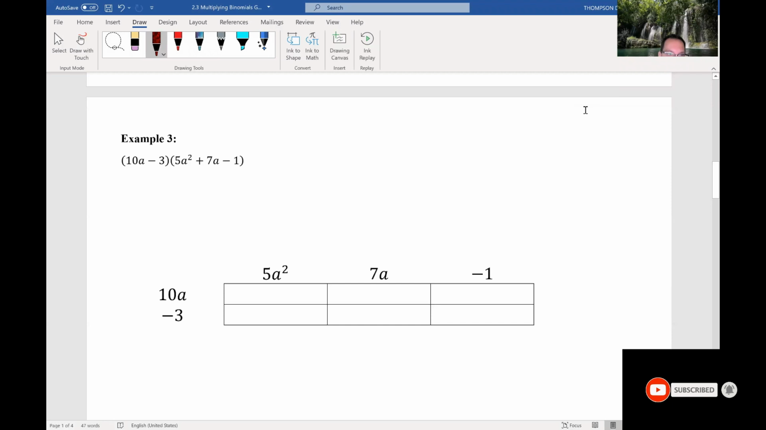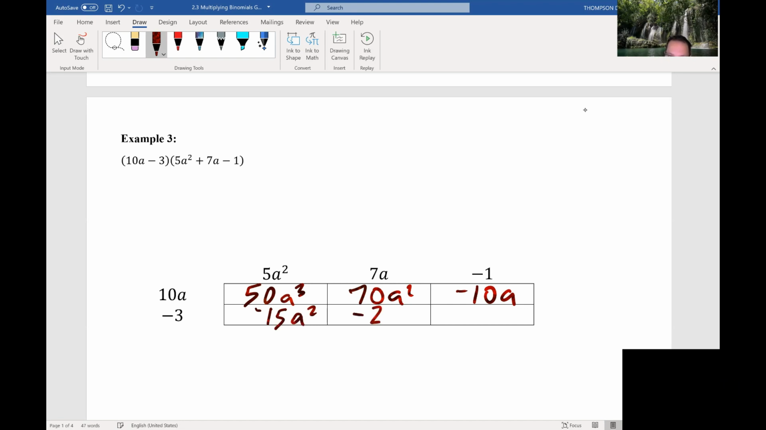Example 3. Multiply 10a minus 3 and 5a squared plus 7a minus 1. We can solve this in two different ways as well, but we're just going to stick to one way, because the more terms we add, the more challenging it gets. So first, 10 times 5 is 50. a times a squared is a cubed. 10a times 7a is 70a squared. 10a times negative 1 is negative 10a. Negative 3 times 5 is negative 15a squared. Negative 3 times 7a is negative 21a, and negative 3 times negative 1 is 3.